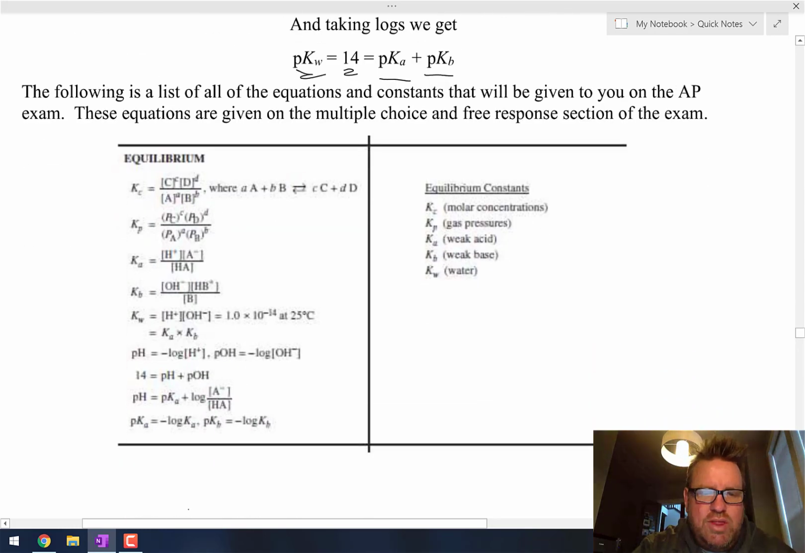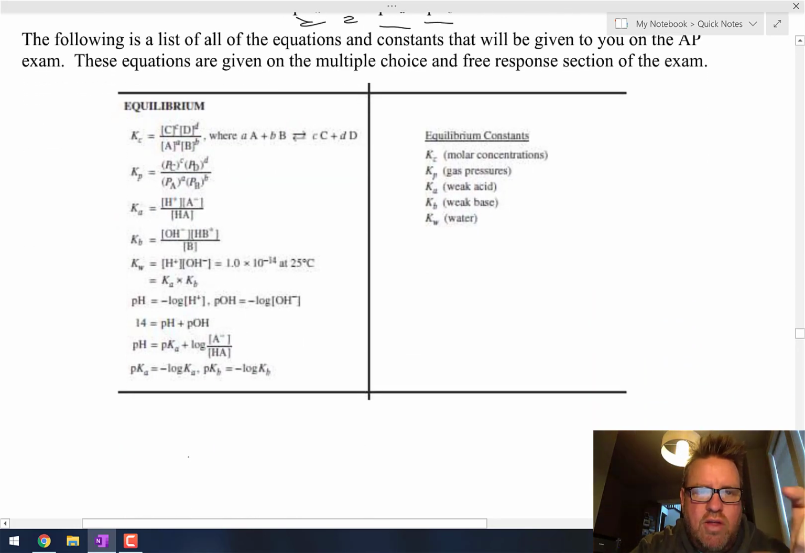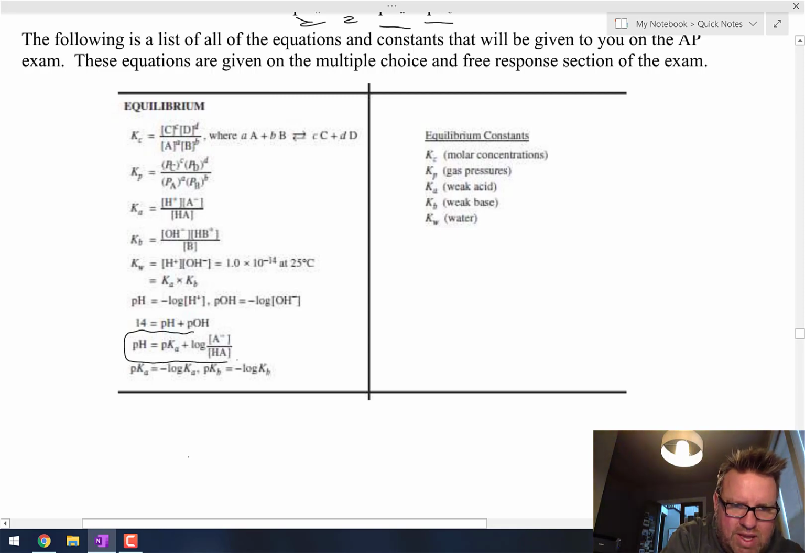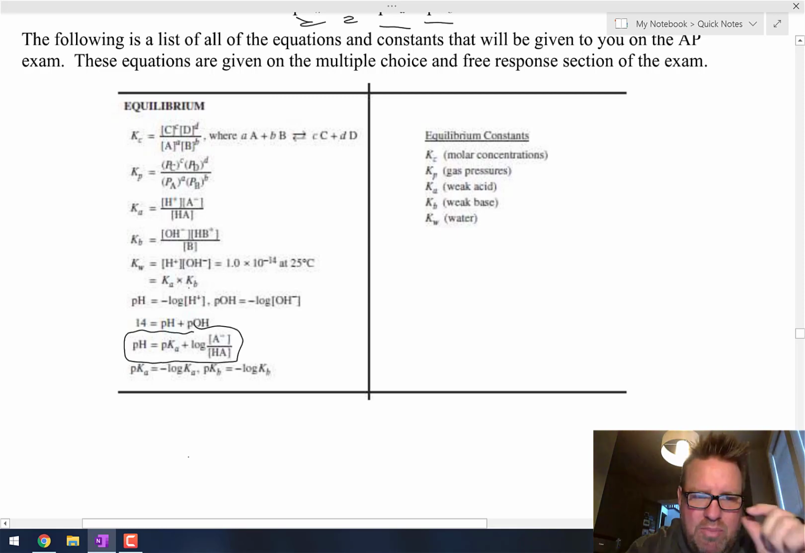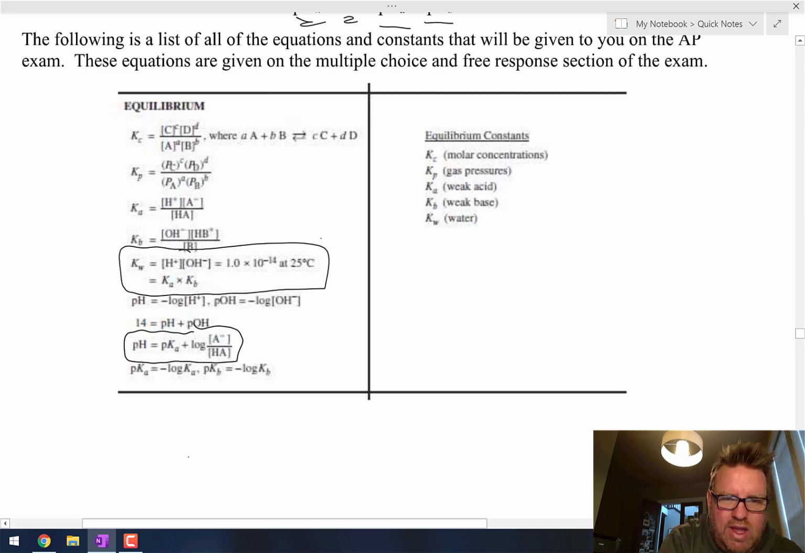This is what the equation sheet looks like on the AP exam. Most of this, I think pretty much all of this, we have now seen. I don't see anything on here other than this equation right here, which we'll get to, because that's a pretty important one as well. But pretty much everything else on there are things that we have now discussed. This is what we were just talking about right here, again, only at 25 degrees Celsius.